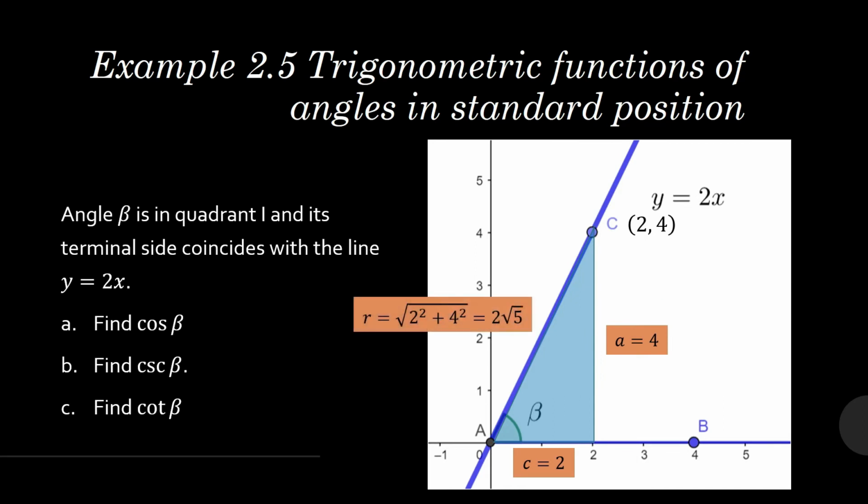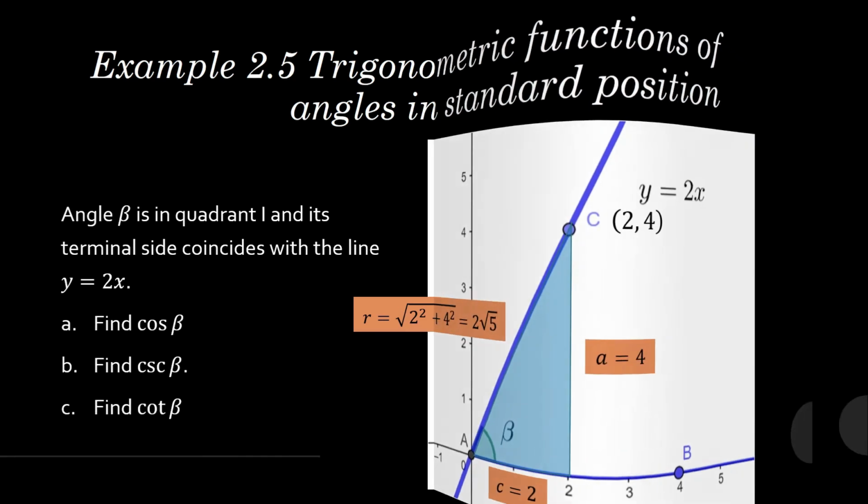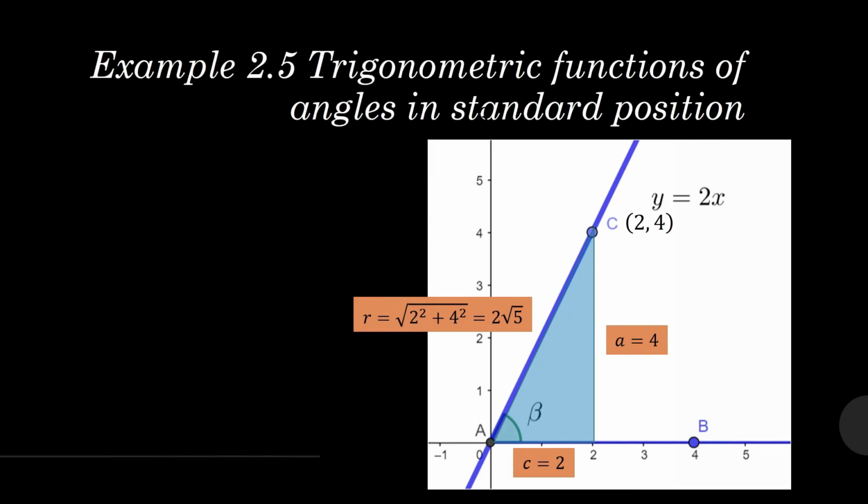Okay? So now we have the right triangle. We now have the lengths for side a, for side c, and then for the hypotenuse r. So we are now prepared to compute for cosine of beta, cosecant of beta, and cotangent of beta. Let us write down. Find cosine of beta. So we shall use CAH. CAH stands for cosine, adjacent, and hypotenuse.